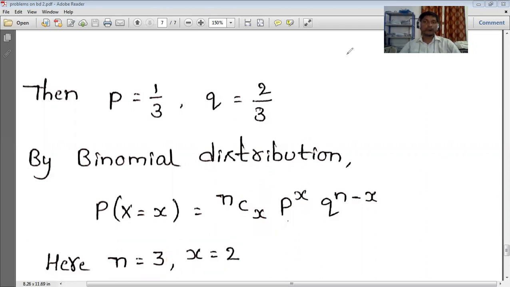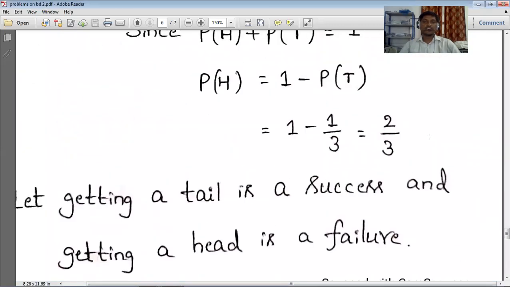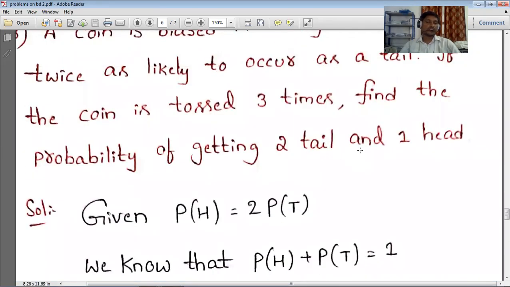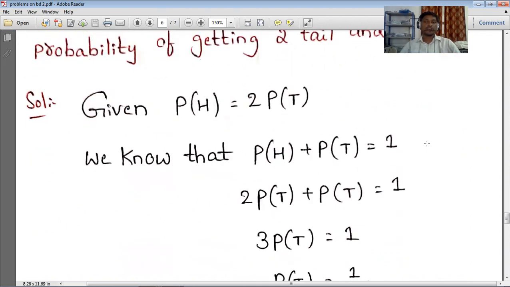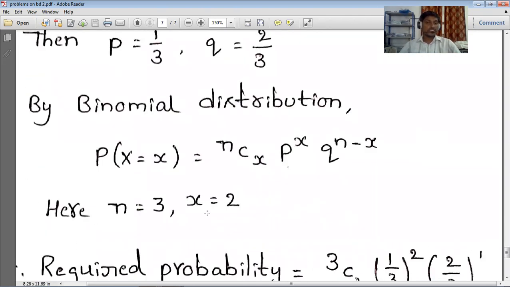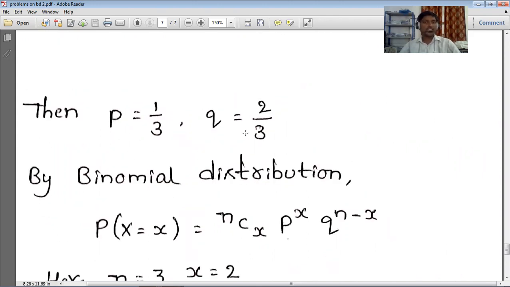Then we are going to calculate P of capital X equal to small x. Here we are calculating 2 tails, so we have to choose tail as a success. If you are calculating P of X equal to 1, then you can choose head as a success. So try to understand: P of X equal to 2 means 2 tails, so that's why we choose tail as a success and head as a failure. If you are calculating P of X equal to 1, it is opposite to that.